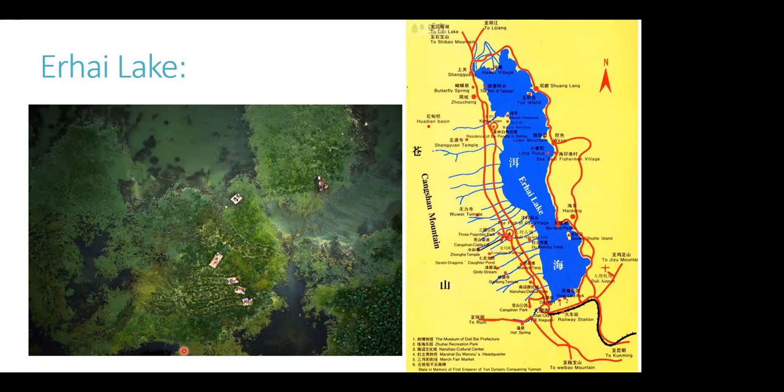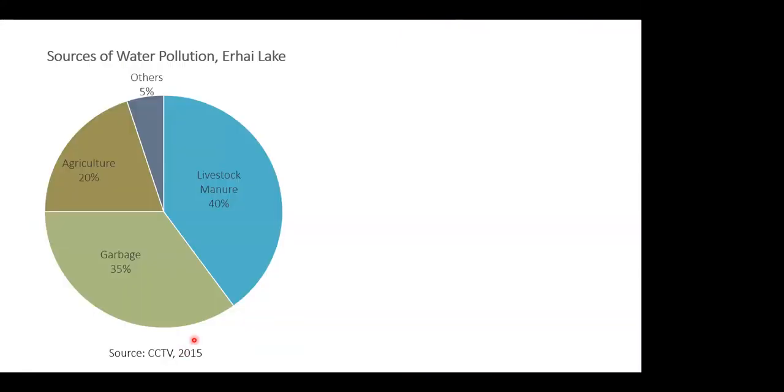According to CCTV, which is not Central Surveillance, the Central Television of China, their estimation of the water pollution sources for Erhai Lake is that 40% is from livestock manure, 35% from everyday life garbage, 20% from agriculture, and 5% from other sources.